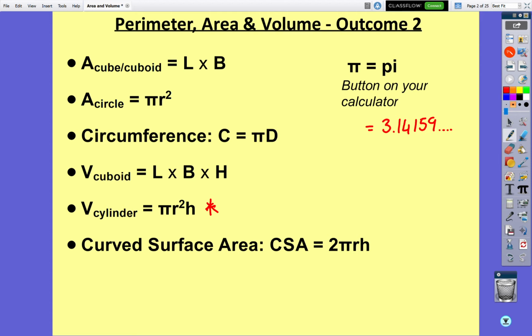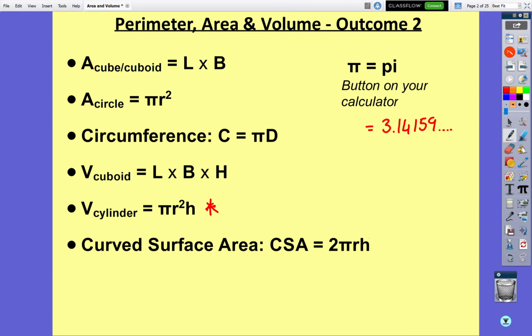V, volume of a cuboid, length times breadth times h, L times B times h. Volume of a cylinder is pi r squared h, so pi times the radius squared. r stands for radius, which we'll get to when we come to circles. H is just height. Don't worry that that's a capital there and that's just a small h, it means the same thing. This last one, curved surface area, CSA. There's not really a dictionary definition, I call it CSA. 2 pi r h. Okay, so those are the equations we'll be using.